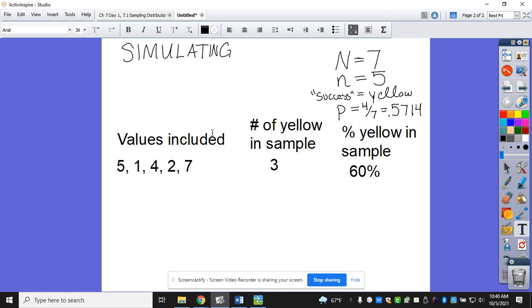You might just do these first 2 columns first and then kind of star or something which ones are the same. So go ahead and go through this and fill out this whole chart, which is 21 times of simulating 5 numbers 1 through 7, what they are, and how many of them are yellow.